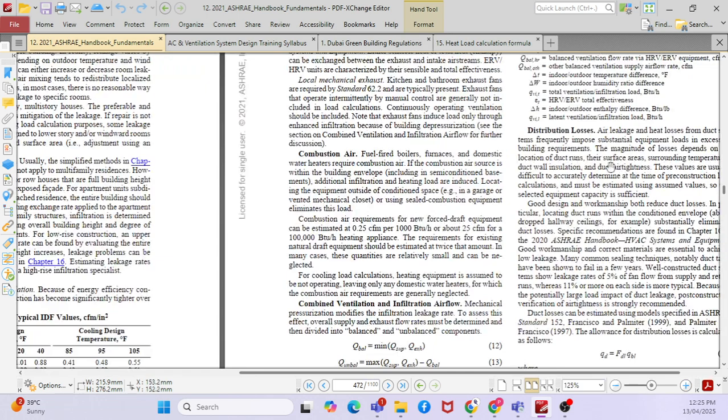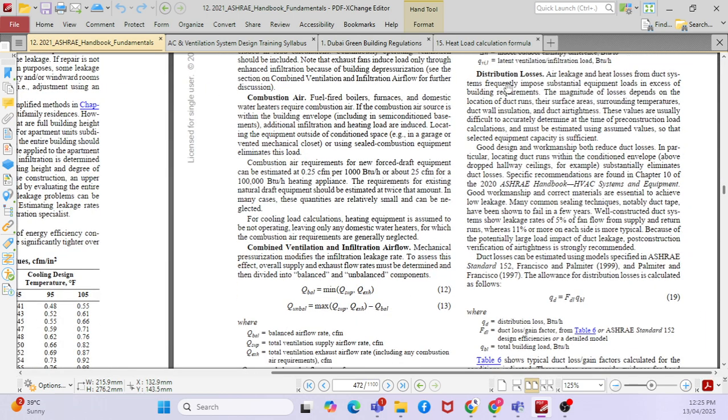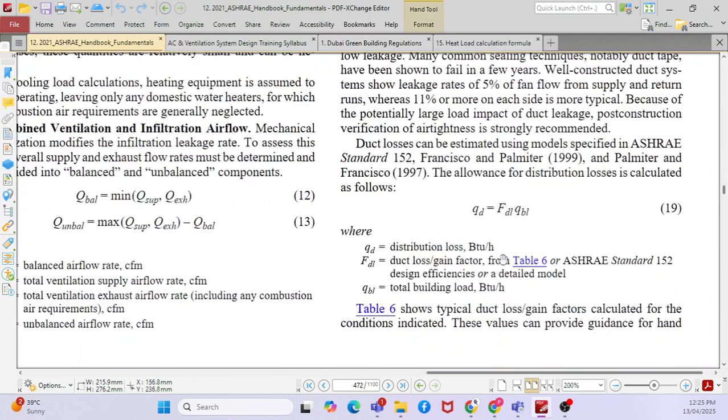Okay, for the distribution losses. Can you see here? There is a distribution losses equation. Q equals distribution loss, that is what you are going to calculate. F is nothing but the duct loss per gain factor. Q is the total building load. So this is the heat distribution losses.